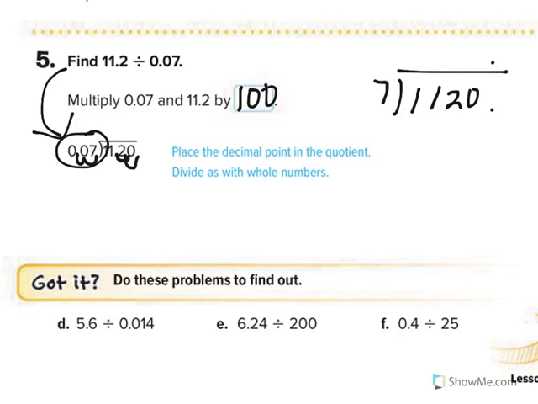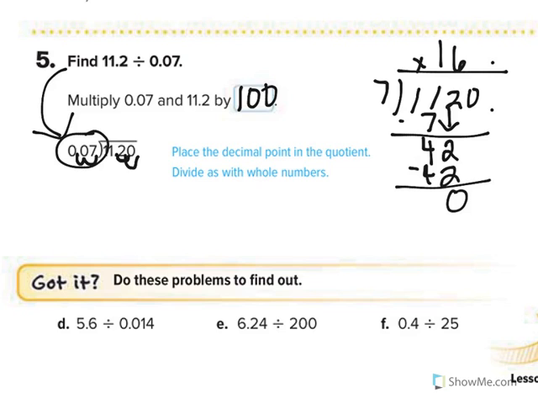So if I go ahead and do the division, which you should be doing with me here, 7 can't go into 1, but it can go into 11 one time. 1 times 7 is 7. I subtract and I get 4. 4 is less than 7, so I can keep going and bring down my 2. 7 goes into 42 6 times. 6 times 7 is 42. I subtract and I get 0.